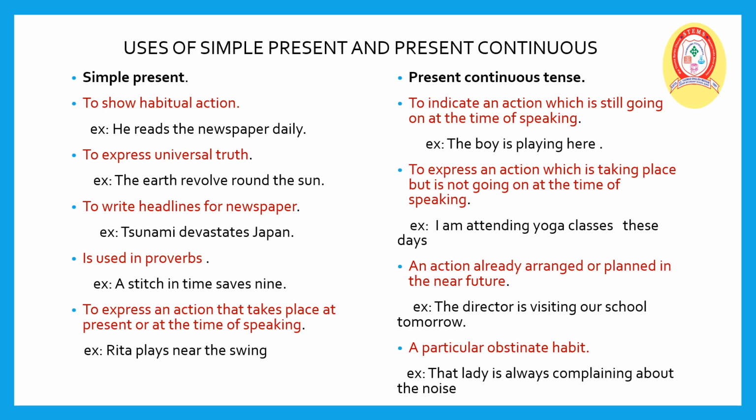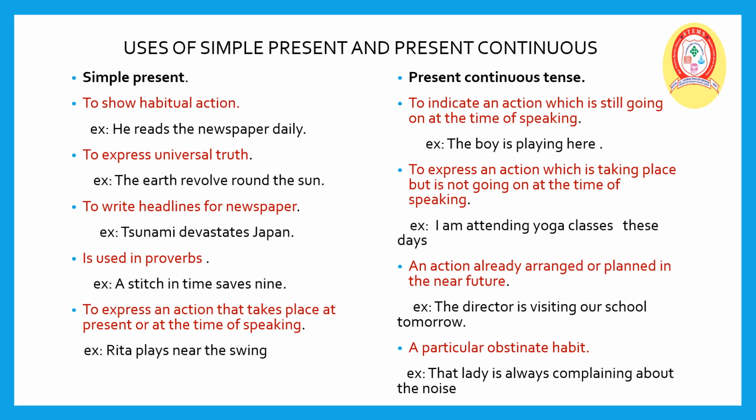Here the verb is revolve. You don't change it into past tense or future tense. You will just use it as simple present tense. To write headlines for newspapers. Tsunami devastates Japan. To show today's news, the headlines will be in present tense. Simple present tense is used in proverbs. Proverbs are also written almost in simple present tense. Example, a stitch in time saves nine.